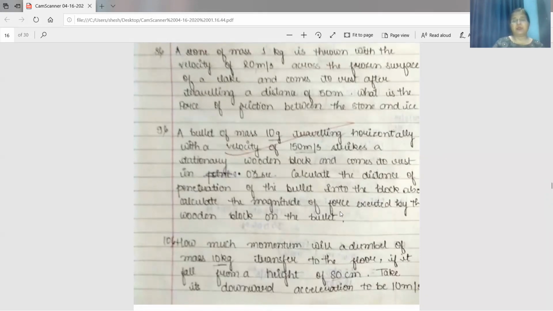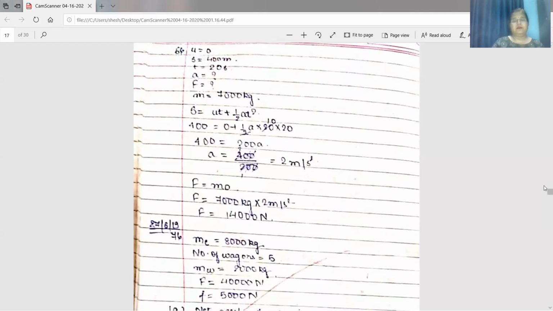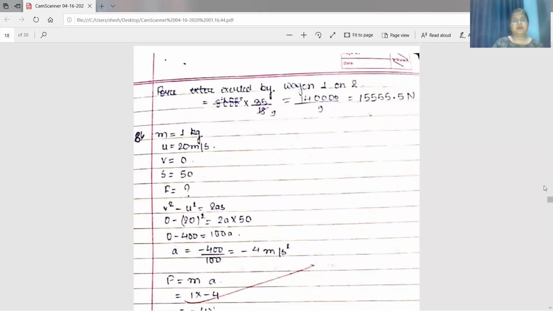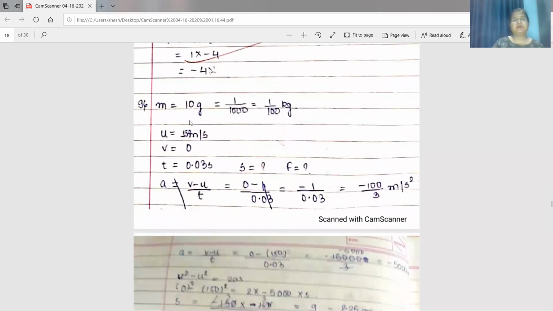Also calculate the magnitude of force exerted by the wooden block on the bullet. You are asked to find out force also. So two things you are asked in this question. First one is distance covered and second one is force. Come to the solution. Mass is given 10 gram. Convert it into kg, 1 by 1000. This is equals to 1 by 100 kg. Initial velocity is 150 meter per second. Final velocity is 0. Time is 0.03 second. Now you are asked to find out distance covered and the force, right?